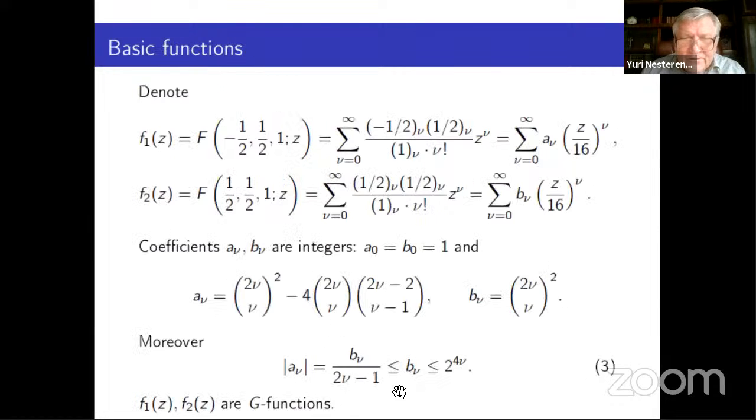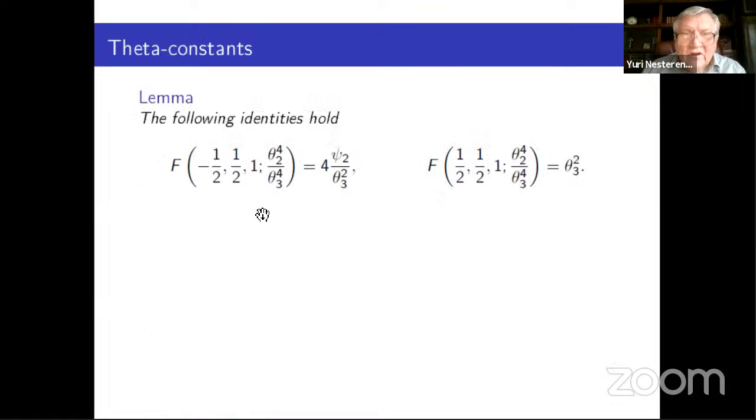G functions. We can parameterize these two functions by theta constants. For example, if we put the lambda function instead of the argument, we derive 4 times psi 2 over 3, 2 squared. And in this case, with the same lambda function, we derive theta 3 squared.